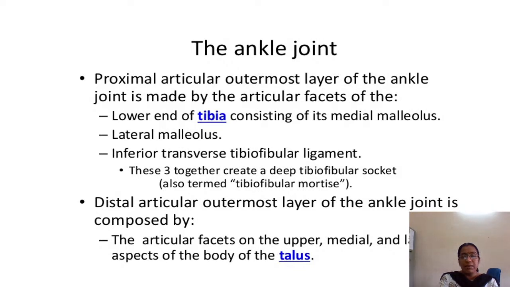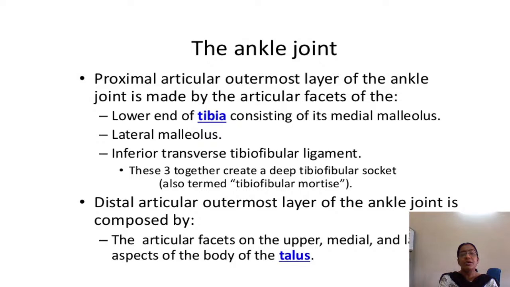Yes. So the same description which has been written here. The proximal articular outermost layer of the ankle joint is made by the articular facets. So articular facets means what is articulating with what? It means tibia and fibula are articulating with the talus, as we have discussed earlier.